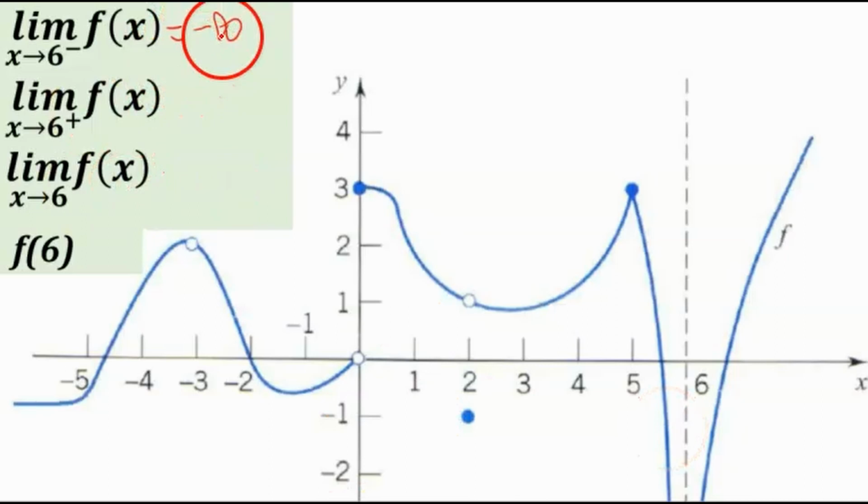Now, negative infinity isn't a value, so there's no defined limit per se, but it's going off to negative infinity from the left. Same thing from the right. It's going down to negative infinity. Now, since these both have the same limit, even though this isn't a number, we say that the limit as x goes to 6 is negative infinity as well. Now, if one of these were to go up to positive infinity, then the limit wouldn't exist because one would be negative infinity, the other one would be positive infinity. But since these two match, the limit is negative infinity.